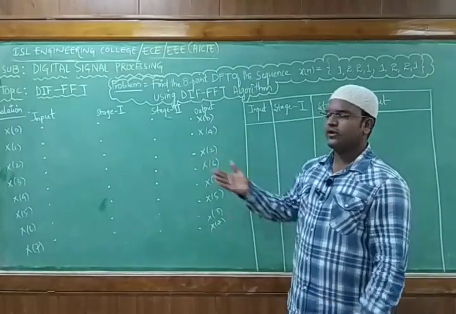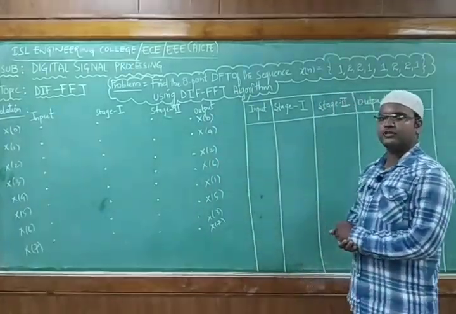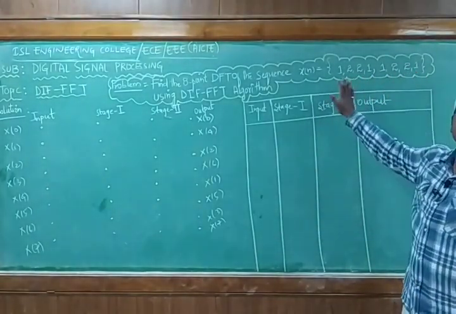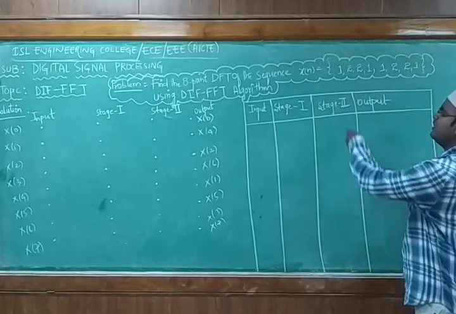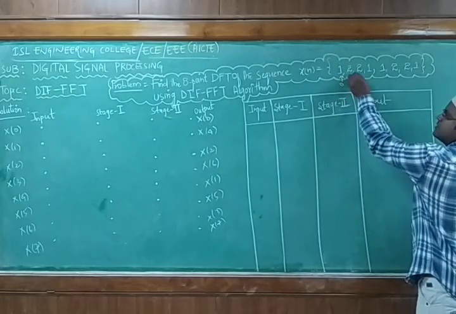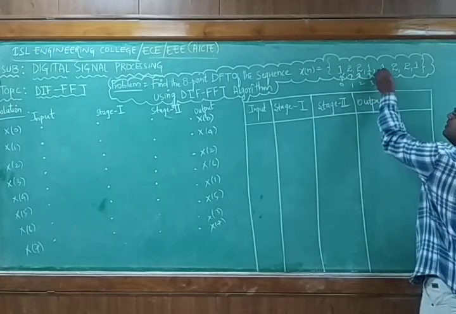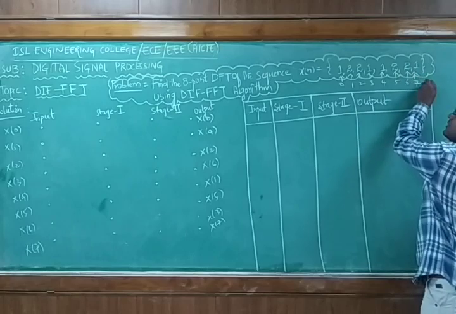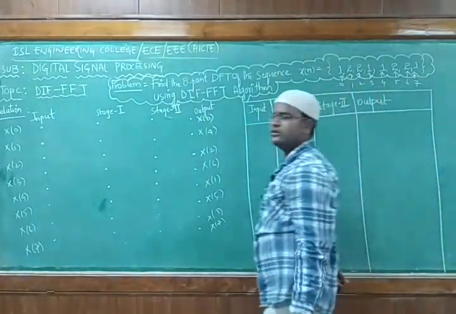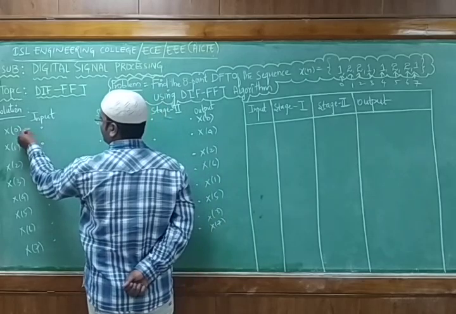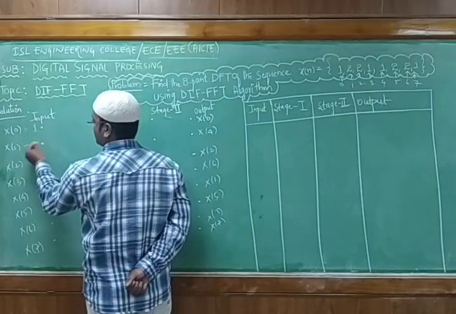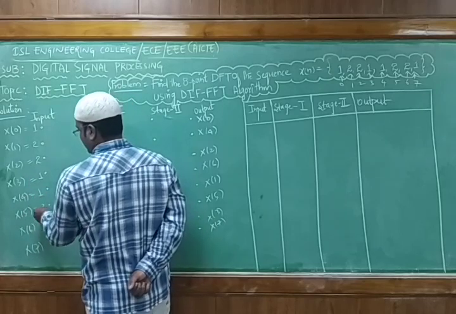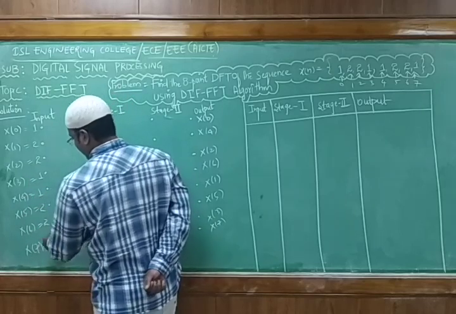Next, I need to write the respective values: x of 0, x of 1, 2, 3, 4, 5, 6, 7. These are my input sequence in that order. This is my 0th position, first, second, third, fourth, fifth, 6th and 7th. I need to mention the values with respect to each input position. The first input is 1, next 2, next 2, next 1, again 1, 2, 2 and 1.